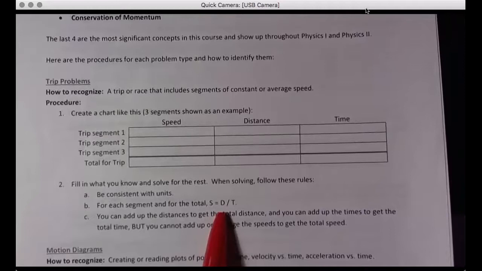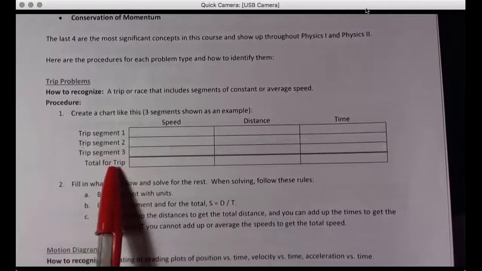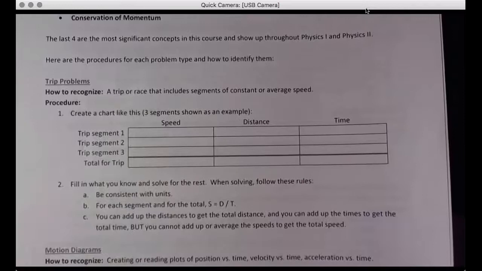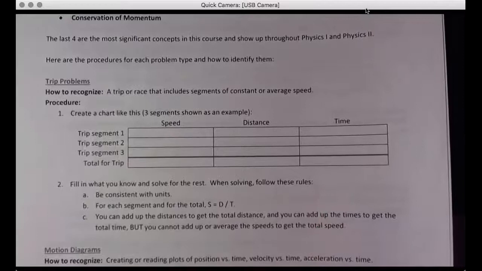And so you do it for segment 1, segment 2, however many segments there are total for the trip. You make speed, distance, time. You'll be given a couple and one you have to find the other, and you fill in the chart till you get the answer you want. That's basically how you do it. You can apply this for segment 1, for segment 2, for segment 3, and for the total of the trip. And you'll probably be applying it for each one of those.